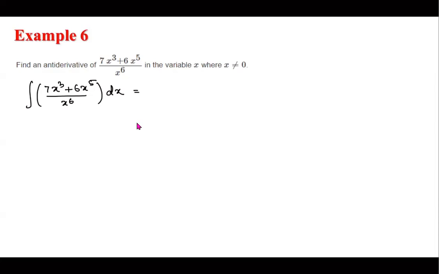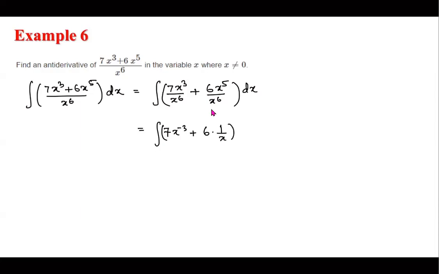This is equal to, because we have a fraction here and we don't have a quotient rule for integration, we want to separate the denominator. So we have 7x cubed divided by x to the 6, plus the second quantity is 6x to the 5, which also has the denominator x to the 6, integrating with respect to x. Now we can simplify. x cubed divided by x to the 6 is x raised to negative 3, and then plus 6 times x raised to 5 over x raised to 6. I can write that as 1 over x.